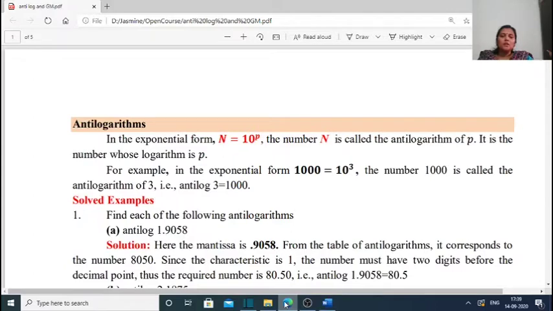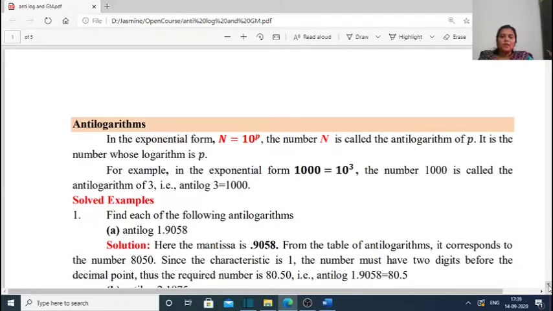So when we write 1000 as 10 cube, the number 1000 is called the anti-logarithm of 3. Anti-log of 3 equal to 1000. We can get the value of anti-logarithms through calculator. Find each of the following anti-logarithms.